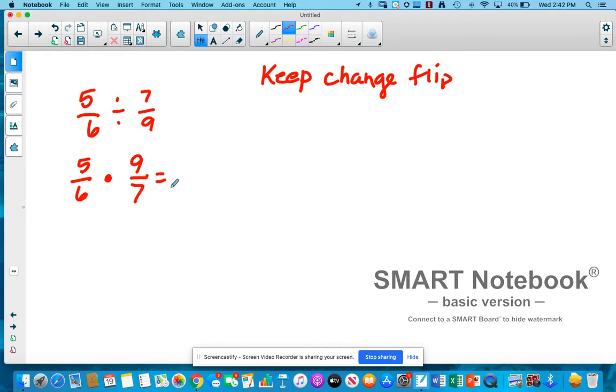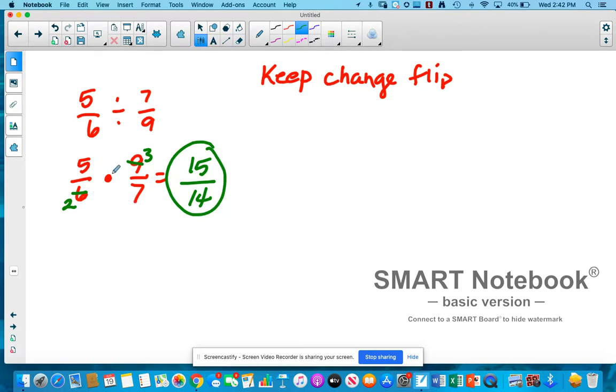So I'm doing the same thing here. I can look at this and say, 3 goes into both 9 and 6. So 9 divided by 3 is 3. 6 divided by 3 is 2. And I've just made my life much simpler. So 5 times 3 is 15. 2 times 7 is 14. And in Algebra 1, we're going to go ahead and practice keeping these as improper fractions. So 15/14 is your correct answer there.